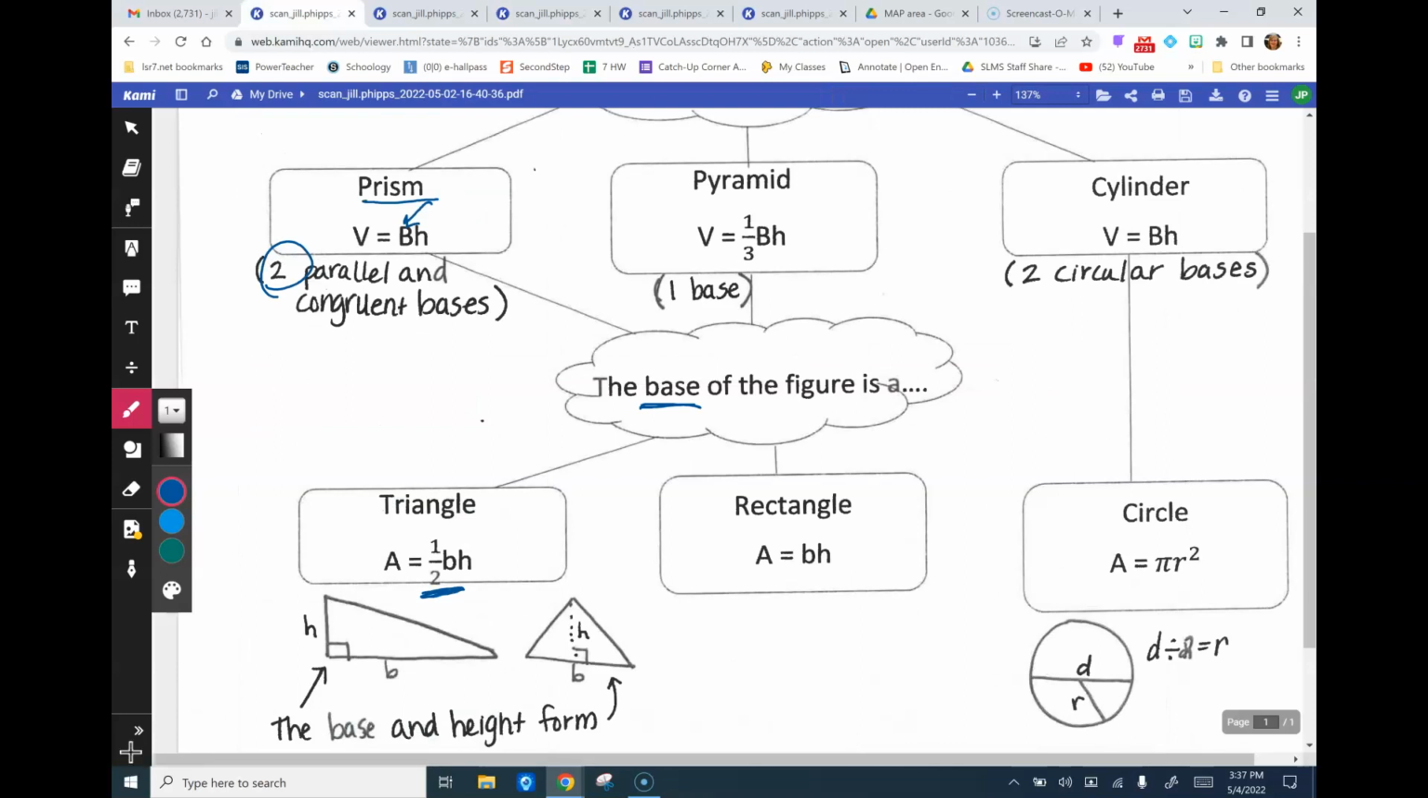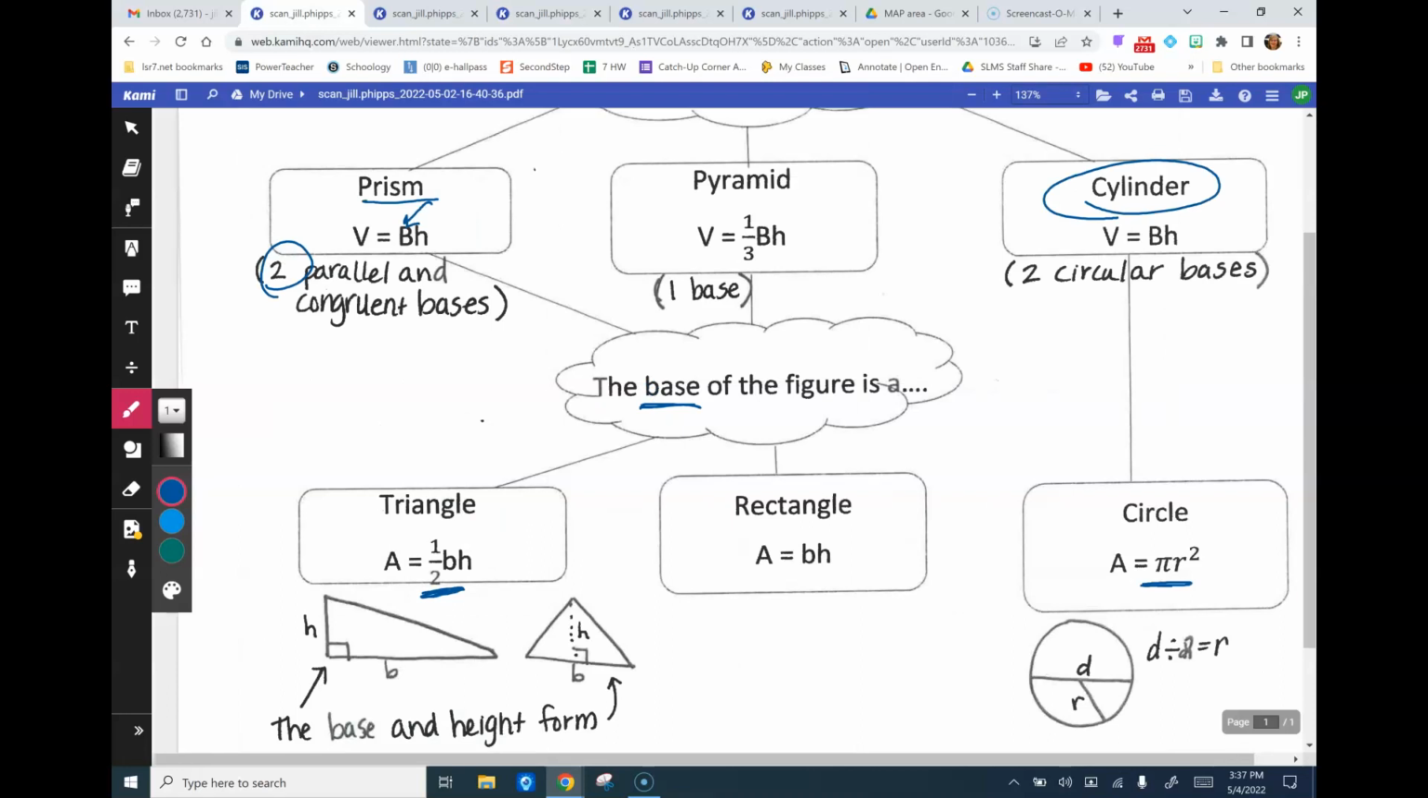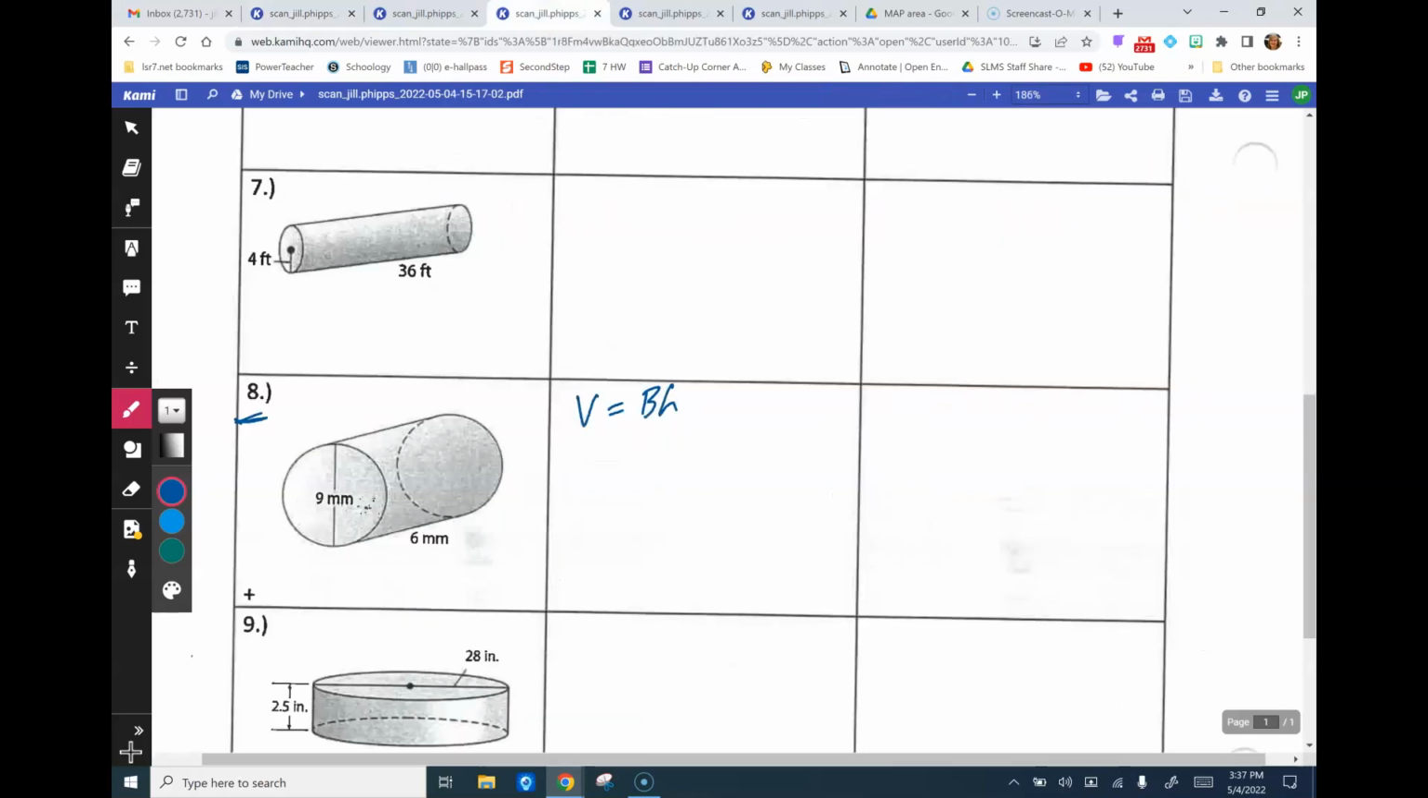Well, this one's pretty easy. It's a cylinder. Well, it's a no-brainer there. So we're going to use area of the base times height. Okay, and what's our base? Well, our base is a circle. So that means I'm going to use pi r squared for the area of the base. So this is going to become pi r squared times the height.